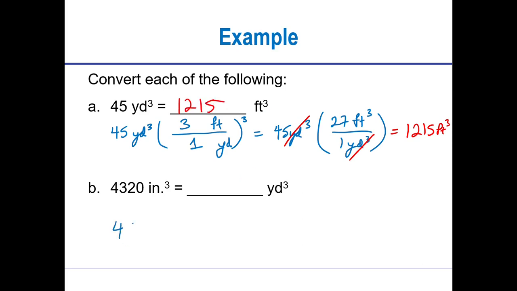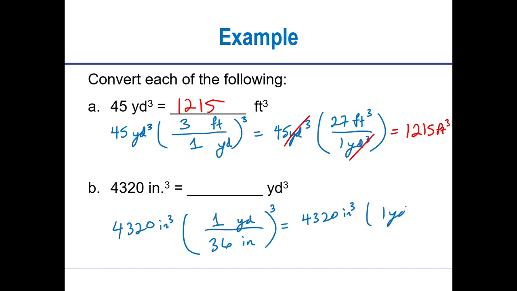Part B, I want to convert 4,320 cubic inches to cubic yards. So we'll multiply this by a unit fraction. We'll need inches on the bottom and yards on the top. We know 1 yard is equal to 36 inches, and this needs to be cubed. Multiply by 1 cubic yard on the top, and on the bottom we have 36 inches cubed.